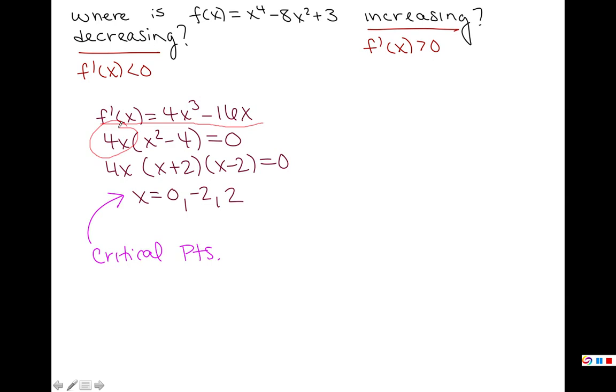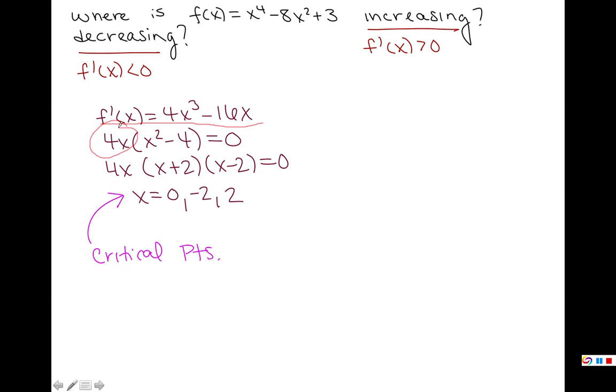Okay, so that was step 1. We find the derivative. We set it equal to 0. If we have a fraction as our derivative, we're going to have to set the bottom equal to 0 as well, because we do want to think about where is that derivative undefined.